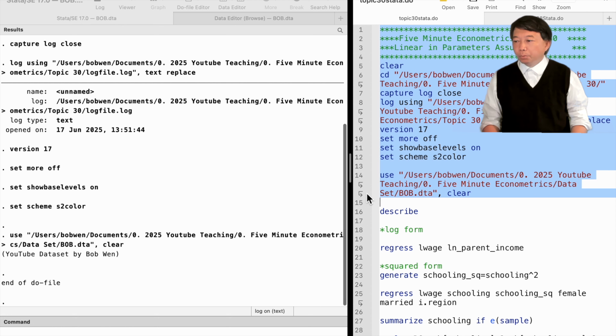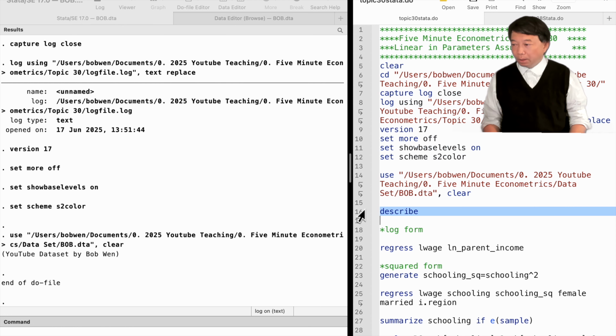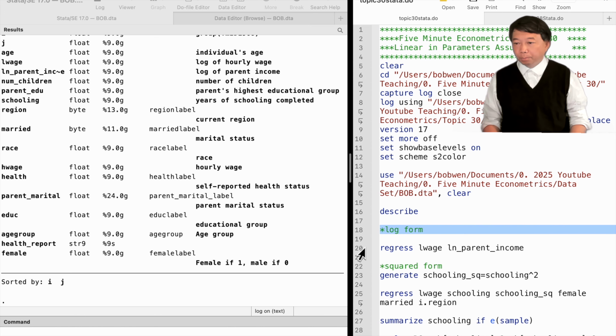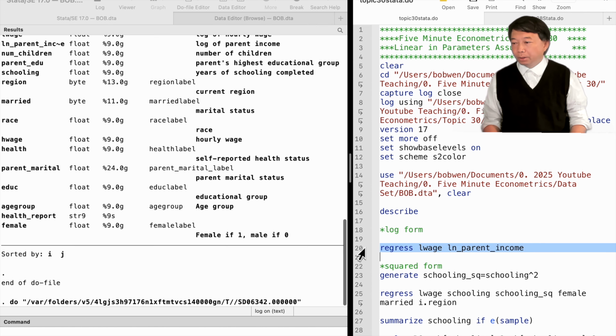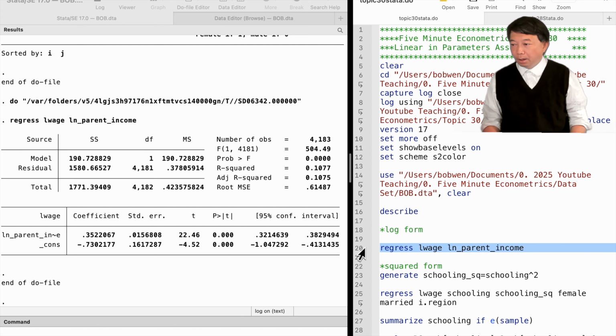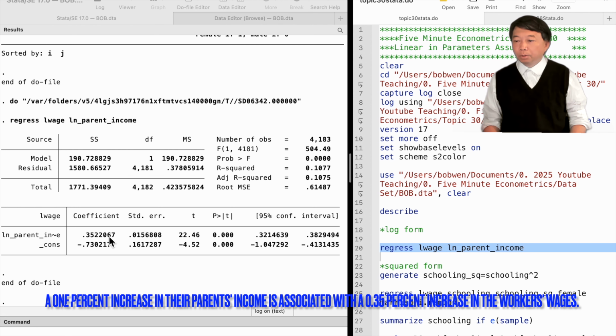For example, we used the sample of US workers in 2017 to find the association between workers' wages and their parents' earnings by regressing the workers' log wages on their parents' log income. The OLS estimate of the slope is 0.35. It implies that as their parents' incomes increase by 10%, the workers' wages increase by 3.5%.